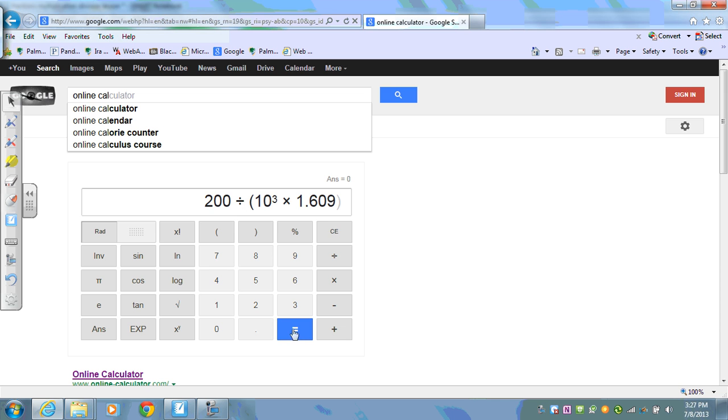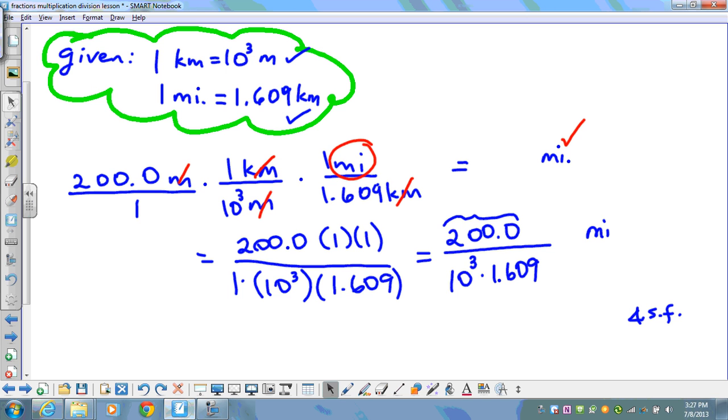So in this case, let's just press enter or equal sign to get our answer. We're getting 0.12430 and so forth. And we wanted to use 4 significant figures. So we're going to record our answer as 0.1243. And we know that the units will be in miles.